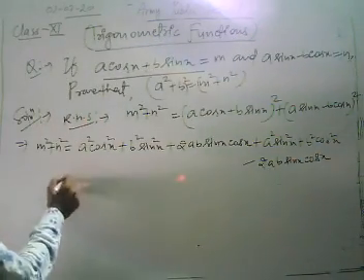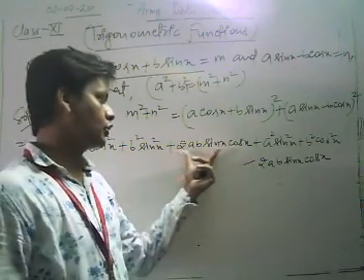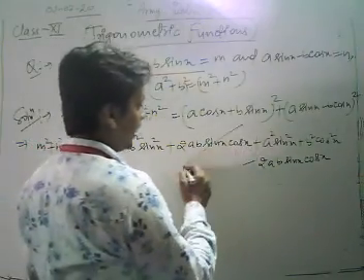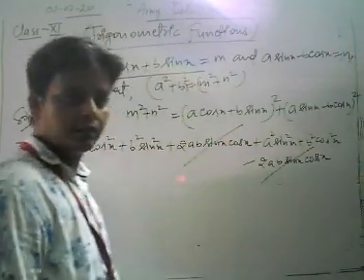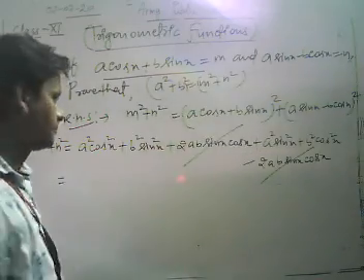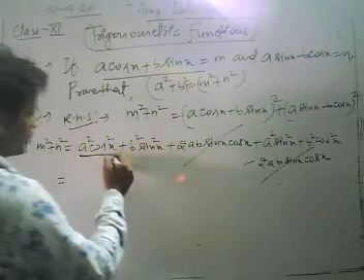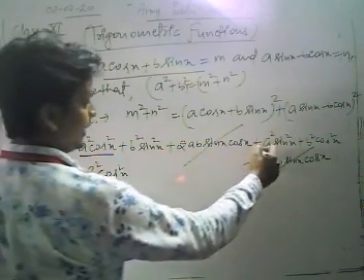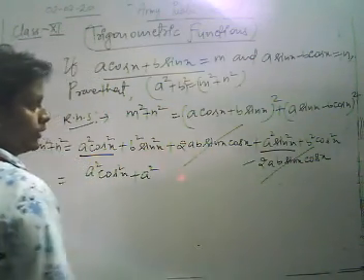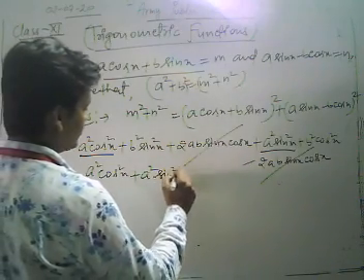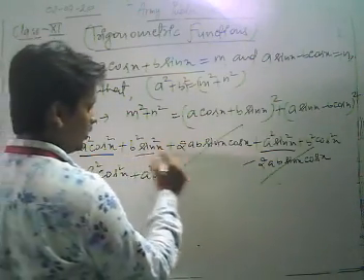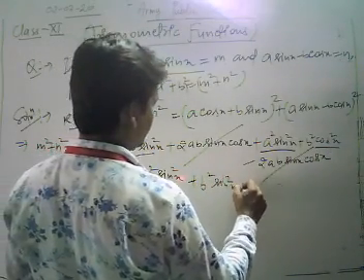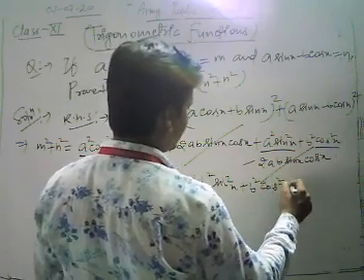Okay, now let's see. Plus 2ab sin x cos x minus 2ab sin x cos x cancel each other. Cancel each other, right? Yes. Now we get a square cos square x. Now here let's take together a square sin square x. Now b square we take together, plus b square sin square x plus b square cos square x.